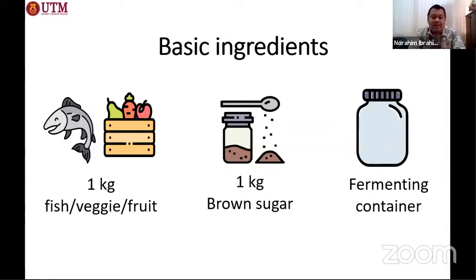So apa you kena buat? You open your container, and then you start pouring in. Let's say you have fish. Katakan you ada perut ikan, 1 kilogram of fish paste, and then there goes in your brown sugar, another kilogram. Then you start mixing. If you want to add water, it's fine.